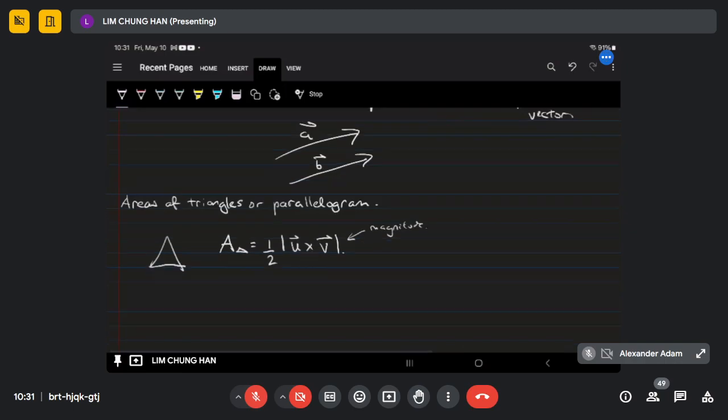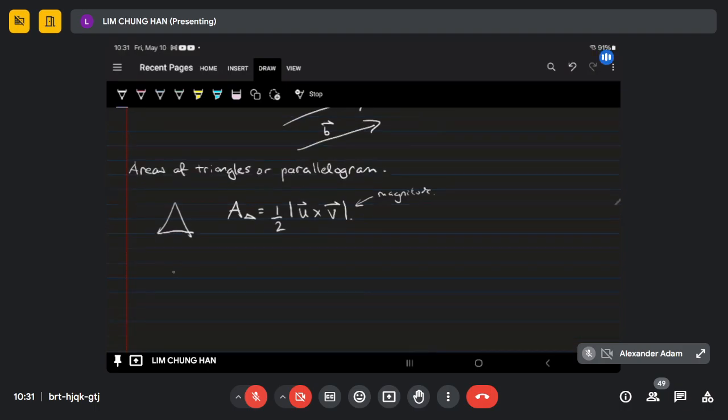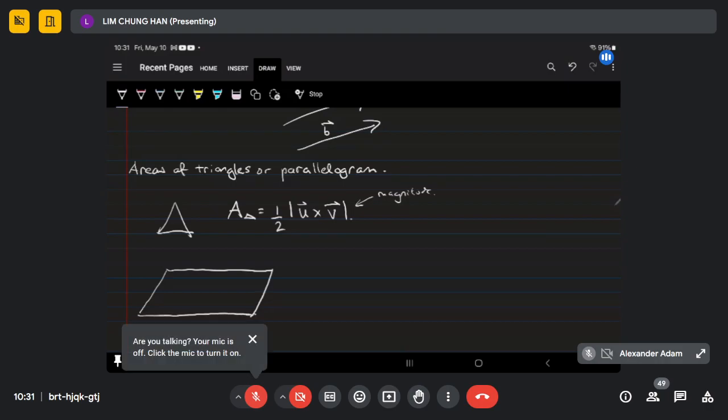Okay. What is a parallelogram? Two sides with same angle. It's like a rectangle, but it's leaning. It's like a leaning rectangle, right? Agree? Yeah. Okay.